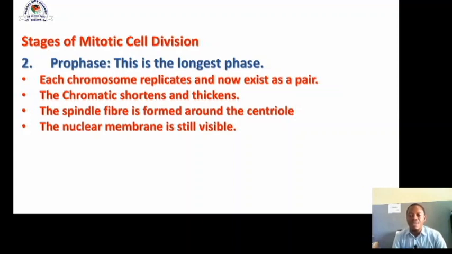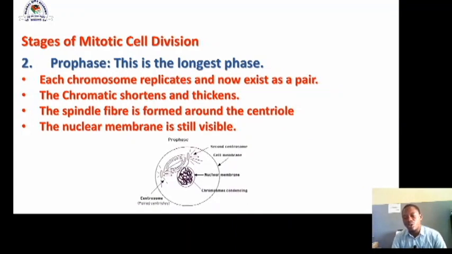The nuclear membrane is still visible, still intact. Let's look at the drawing, the picture of the prophase stage of mitotic cell division. From the diagram, you can observe that the nuclear membrane is still visible and very intact, surrounding the chromosome that is condensing. Look at the nuclear membrane here surrounding the chromosome, and the chromosome inside is condensing.